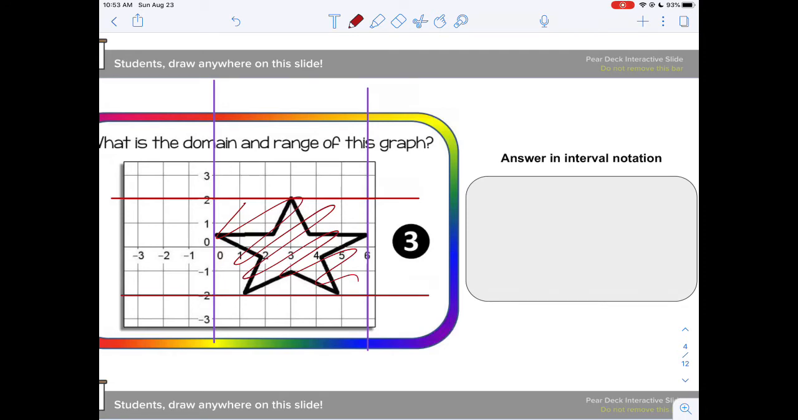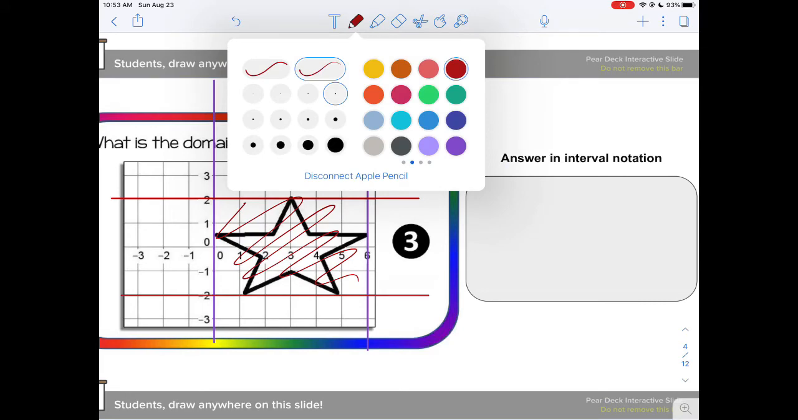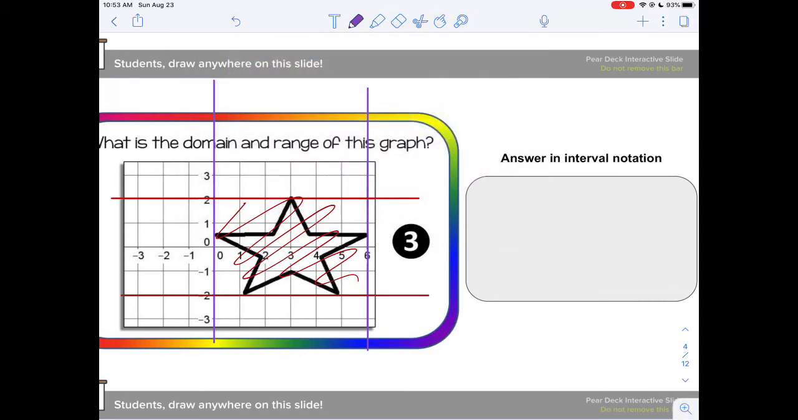So let's go ahead and write those. This asks to write in interval notation, and that's what I'm going to do here, interval notation. So I'm starting my graph in the x direction. It starts at 0. It starts right there at the y-axis.